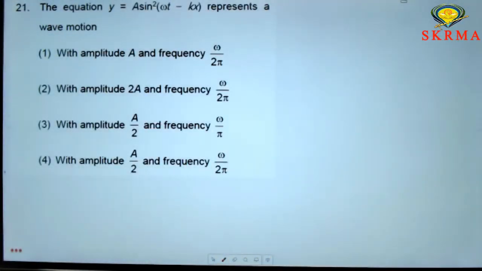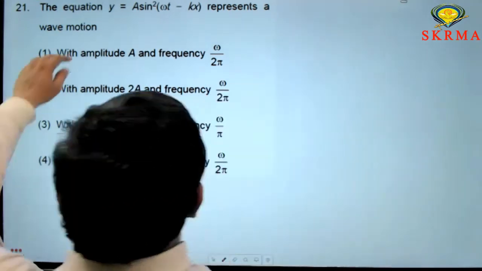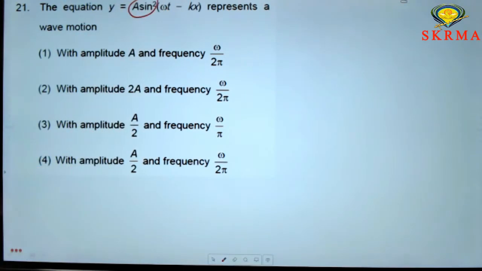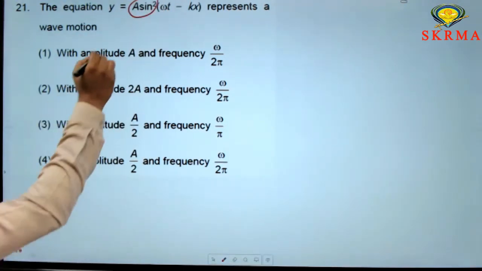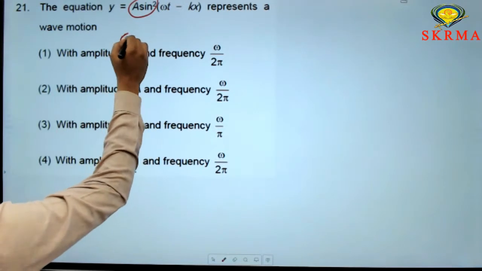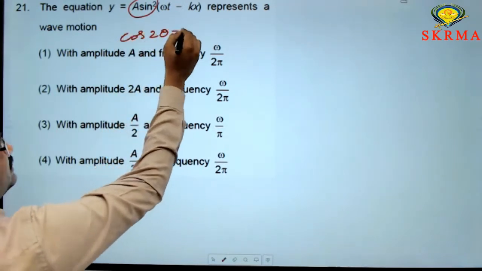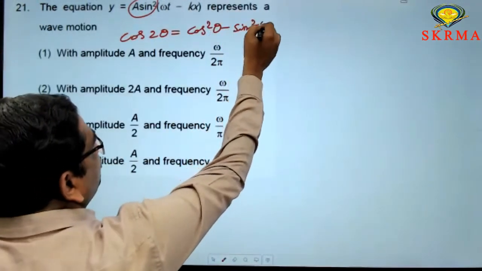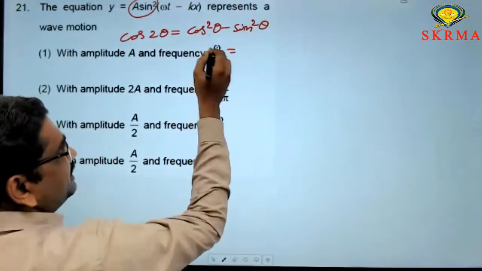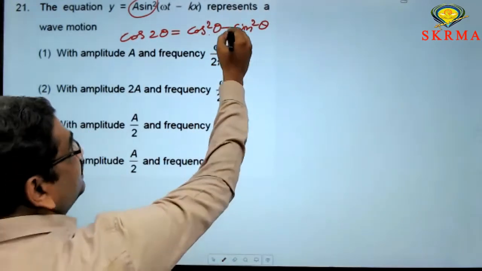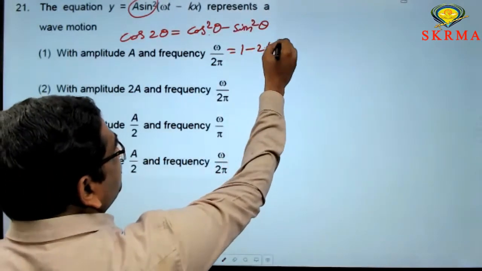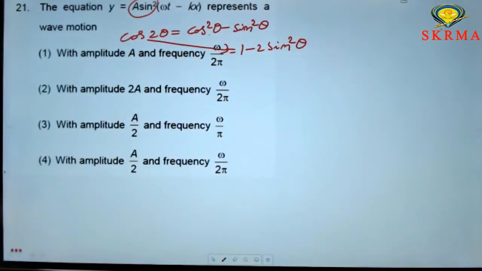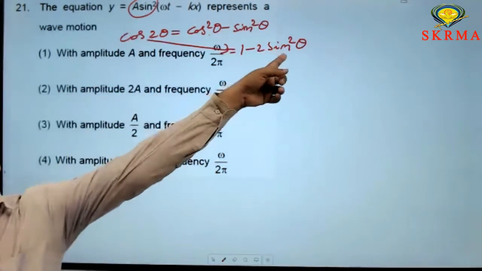Next. The equation y equals a sin square of omega t minus kx. Here a square is there, so first we need to eliminate that square. To eliminate that square, use the cos 2 theta formula. Cos 2 theta is cos square theta minus sin square theta. Or if you write cos square theta as 1 minus sin square theta, then you will get 1 minus 2 sin square theta. This is also the other formula for cos 2 theta. Cos 2 theta is 1 minus 2 sin square theta.